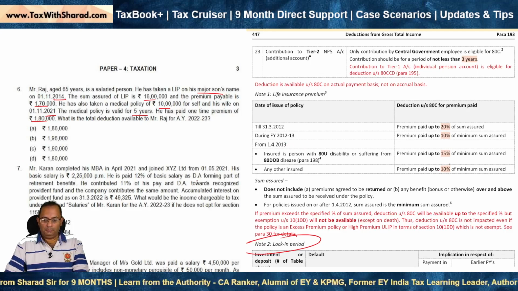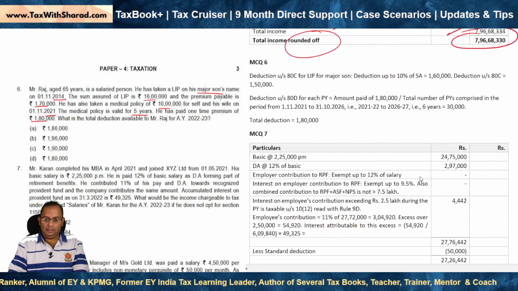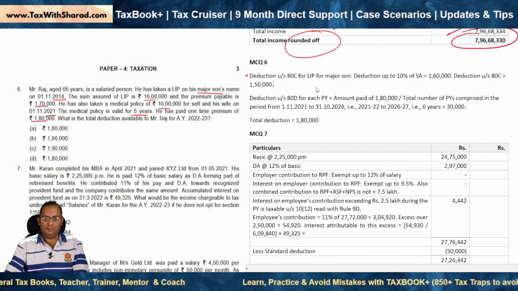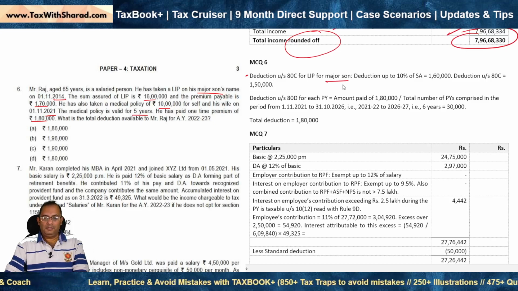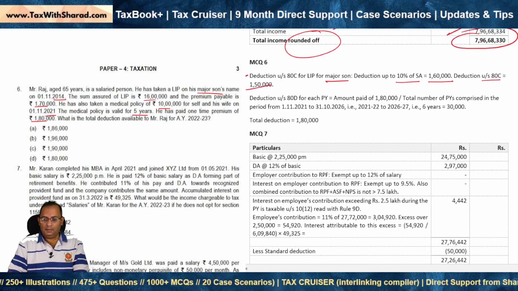the policy was taken in 2014, and therefore the limit of deduction is up to 10% of sum assured, and the limit under section 80C is 1 lakh 50,000. So in our case, deduction under section 80C for life insurance policy for major son, whether the son is minor or major, the deduction will be given. Deduction up to 10% of sum assured, which is 1,60,000, but the deduction under section 80C will be limited to 1,50,000, right?